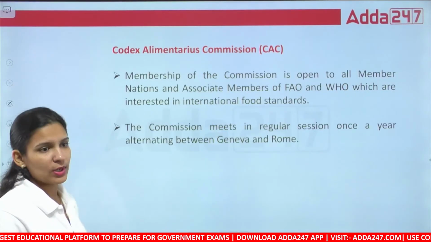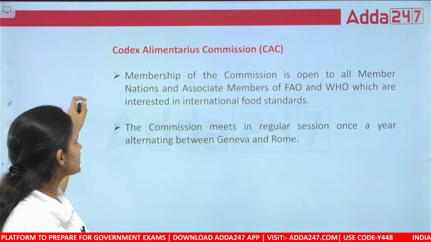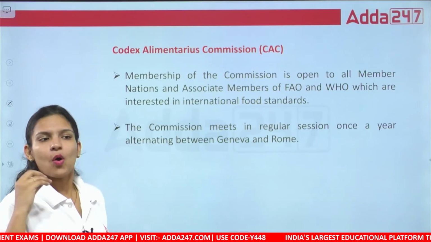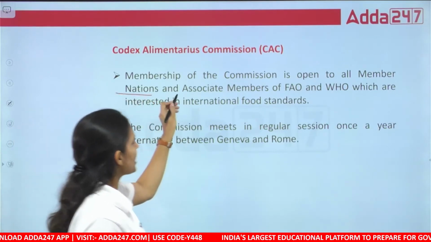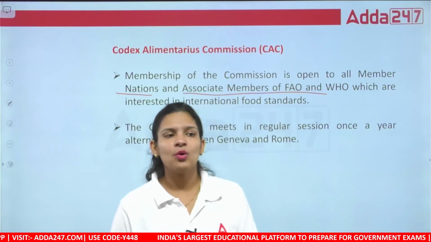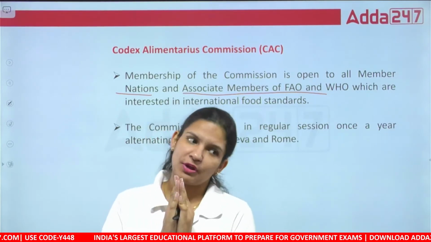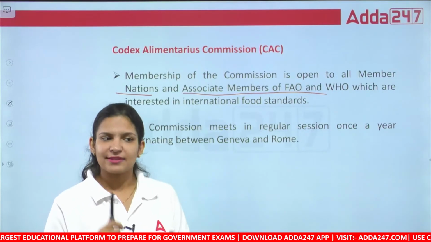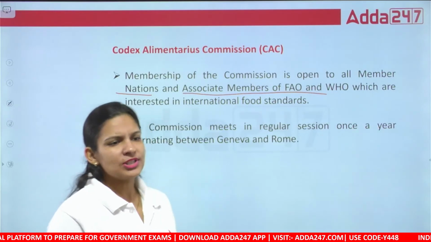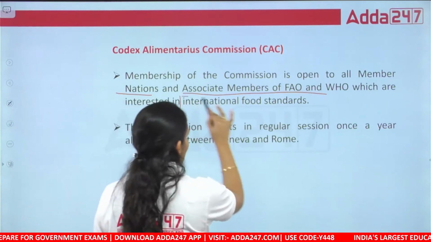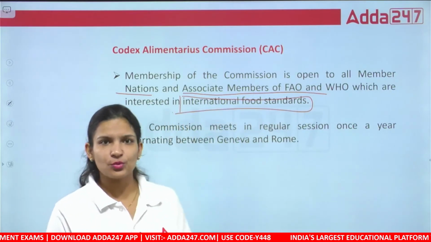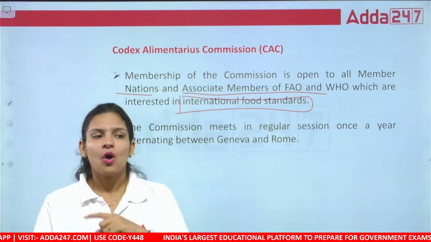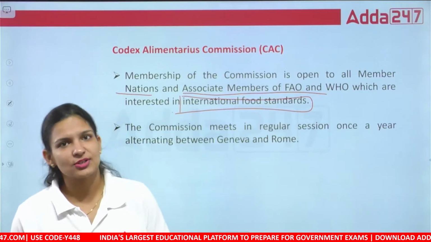What does this commission do, what are the functions of this commission? First, the membership of the commission is open, anyone can join. All the member nations or associated members of FAO or WHO. If your country is a member of FAO or WHO, it is automatically a member under CAC, which is interested in international food standards. If you want to export or import food, what are the international standards for it? All the members have to follow those international standards.